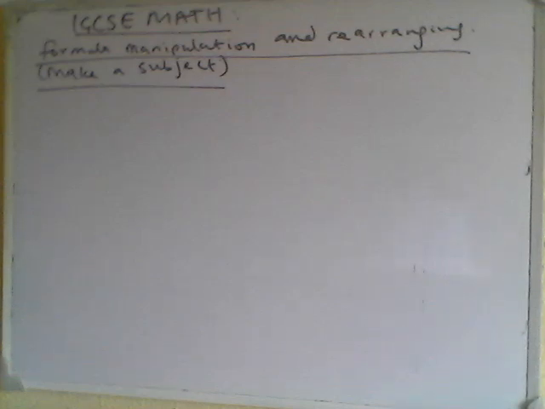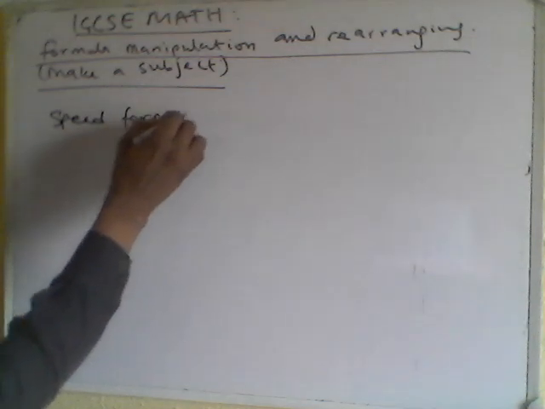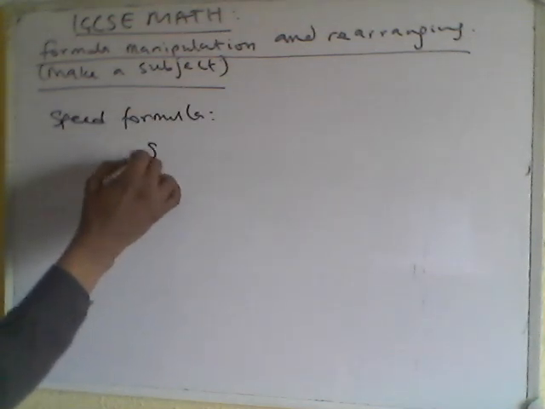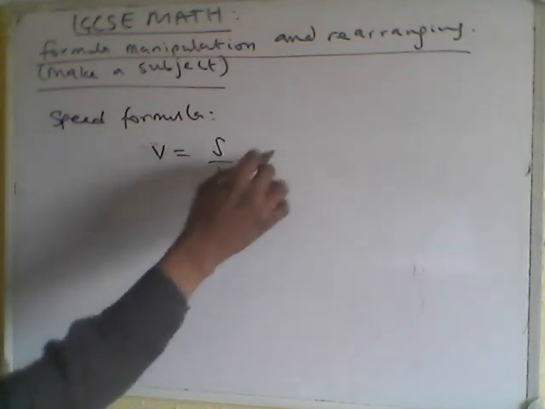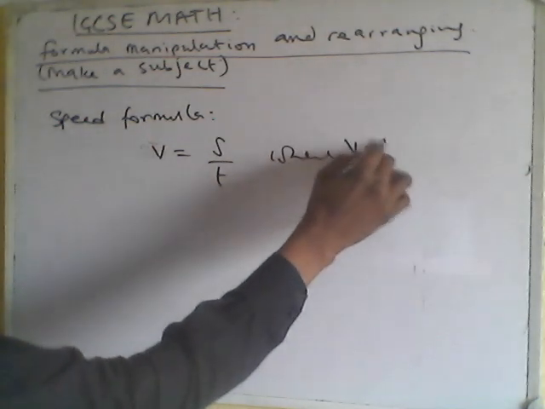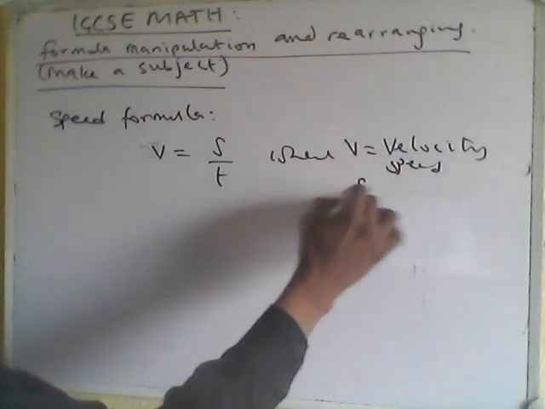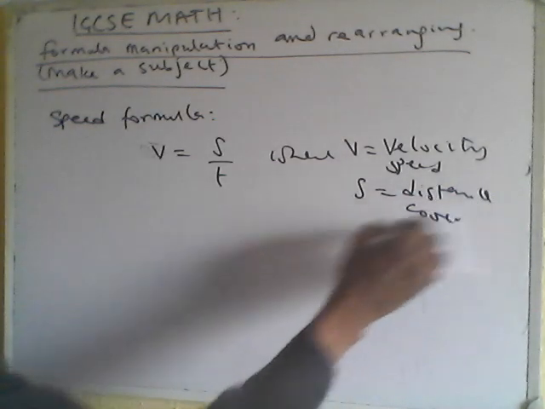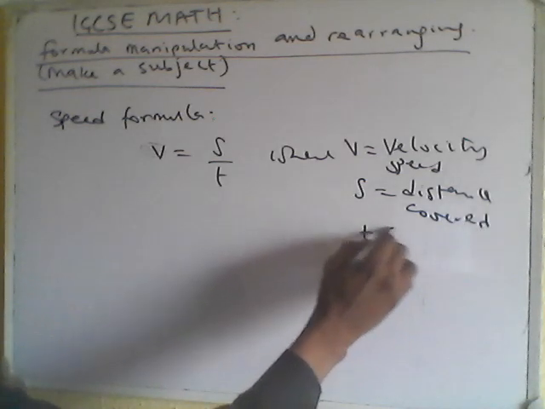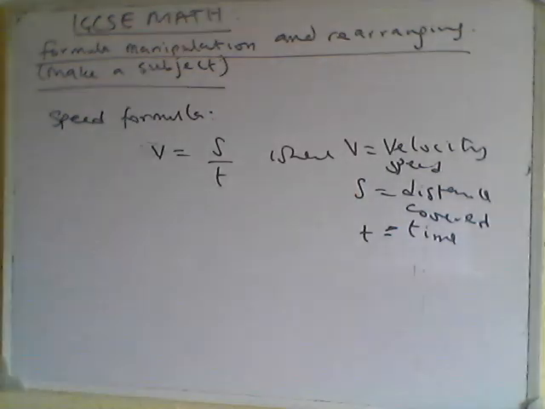So what is the conceptual explanation? A formula is a rule that connects variables. For example, the speed formula. If I have speed, V, is equal to S over T, where V is velocity or speed, S is the distance covered by the object, and T is the time taken for that movement. So these three things are connected together with this formula.